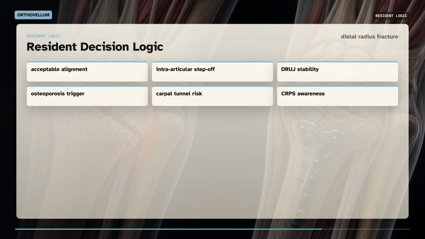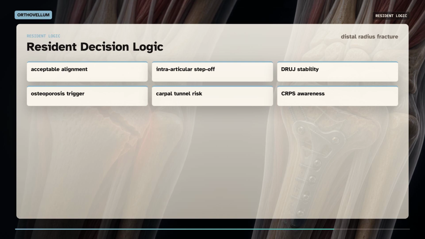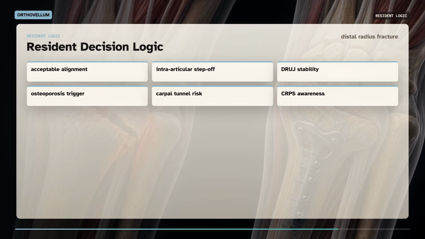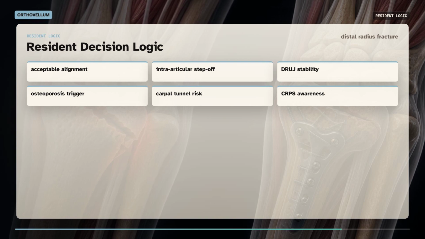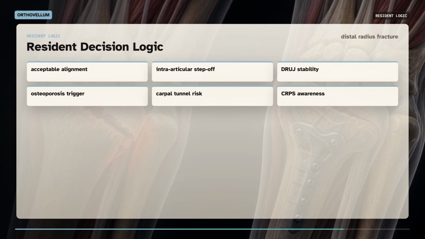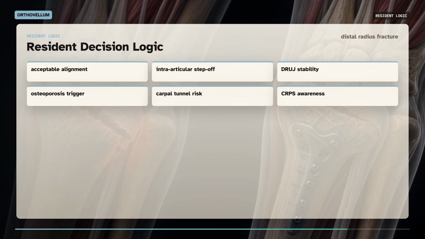Resident-level pearls: acceptable alignment, intra-articular step-off, DRUJ stability, osteoporosis trigger, carpal tunnel risk, CRPS awareness. Always name the differential diagnosis before falling in love with the first diagnosis. Always ask whether the proposed treatment matches the biology, the mechanics, the time course, and the person in front of you. If the story is atypical, slow down. Atypical pain deserves a wider lens.